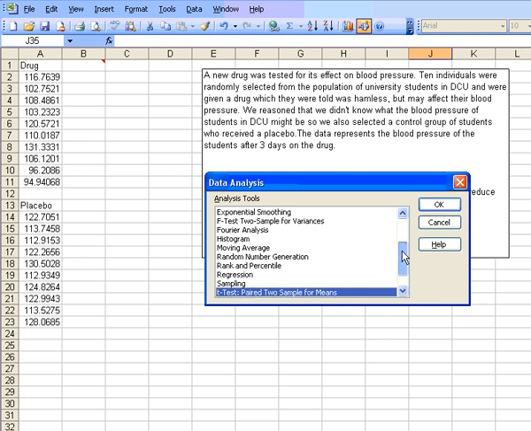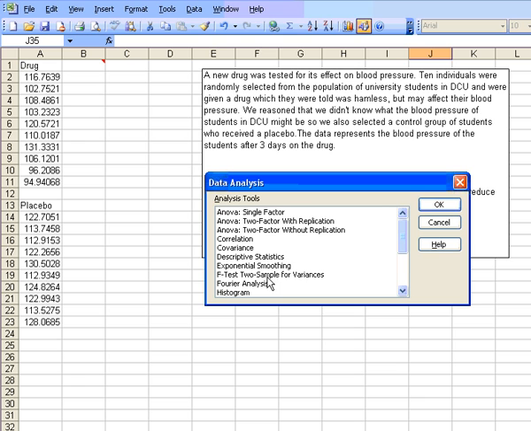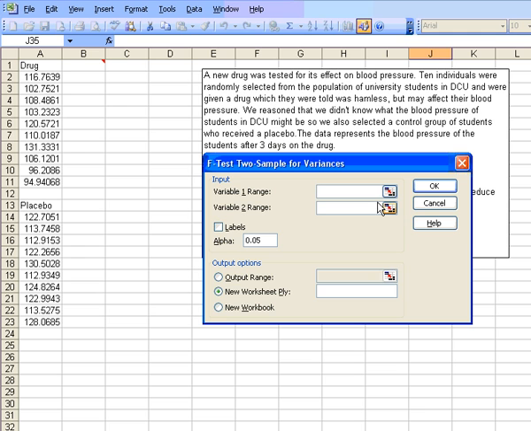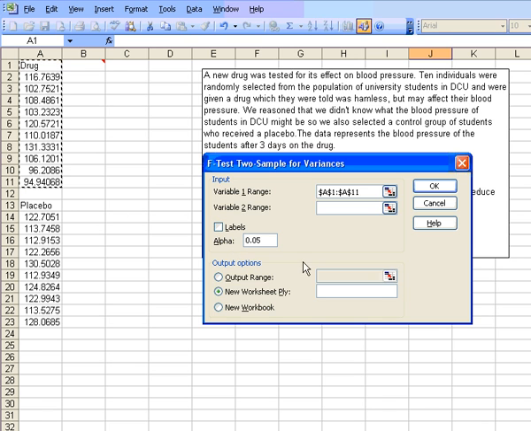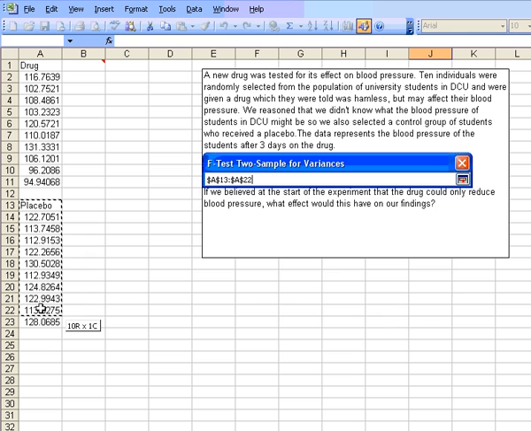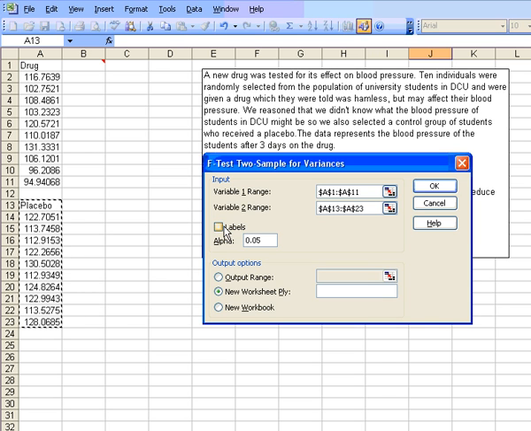and the first thing that we need to do is do an F-test, two-sample for variances. There are two different ways of carrying out the two-sample t-test based on whether we can assume that the variability is the same for the drug and the placebo, or the control. So we'll put the range of cells that contains the data into our spreadsheet. We have labels in the first row, and we're going to put this into a new worksheet ply.